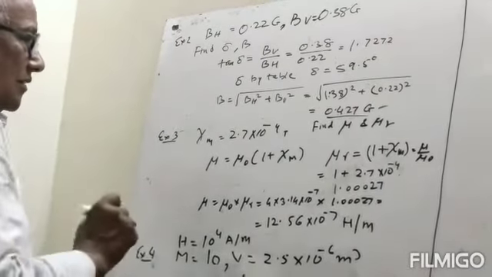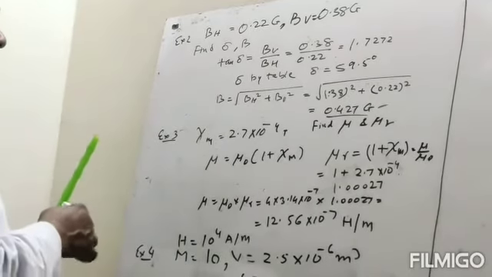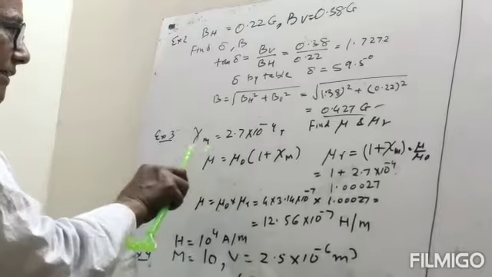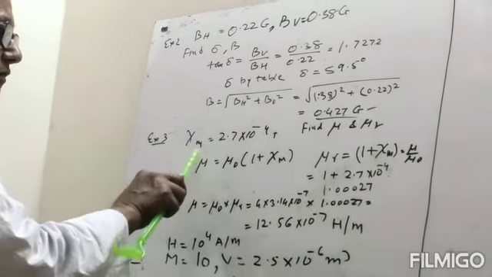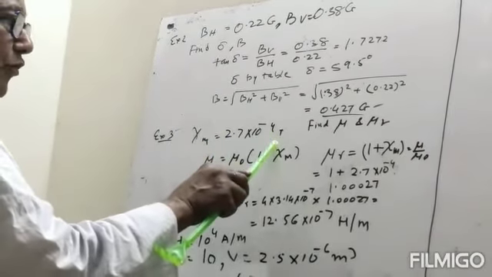Now the next example. Now if the susceptibility is given, chi m is equal to 2.7 into 10 raised to minus 4 Tesla.